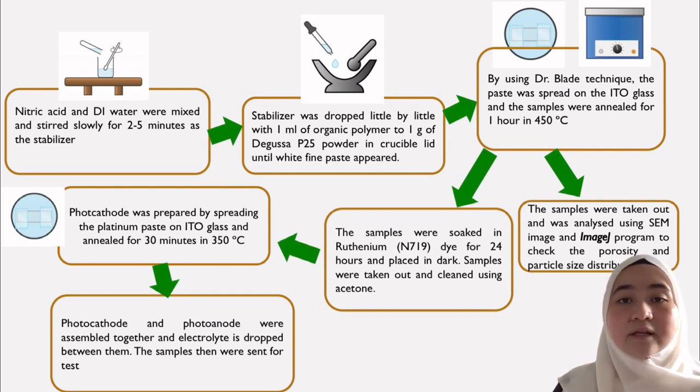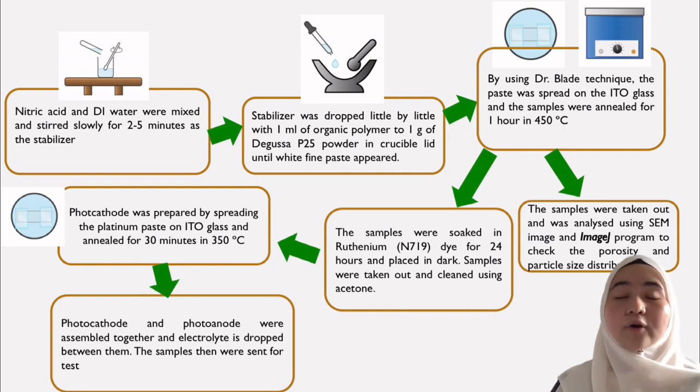And then the samples were sent for SEM imaging and ImageJ to check the porosity and particle size distribution. After that, the sample was soaked in the dye sensitizer, which is M34571 or ruthenium dye, for 24 hours and kept in a dark place. Tomorrow, the sample was taken out and cleaned by using acetone.